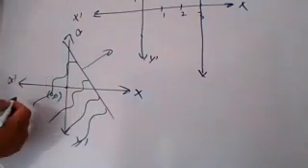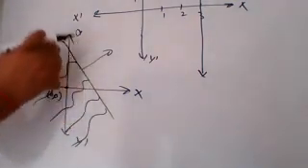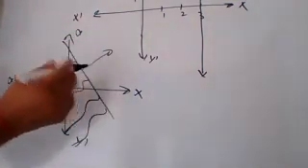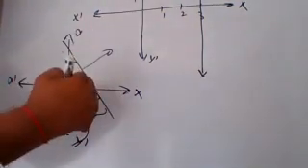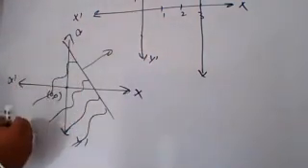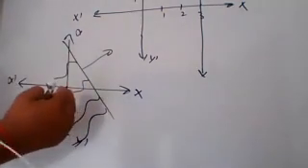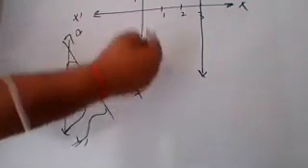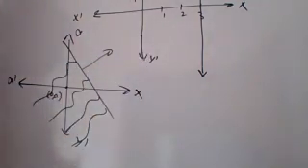Has everyone understood this? If you draw any line in a plane, it divides the complete plane into two parts. One part does not contain the origin and the other part contains the origin, meaning the part below this line contains the origin, and the above part does not contain the origin. That's why you have to take a test point, which is (0, 0).